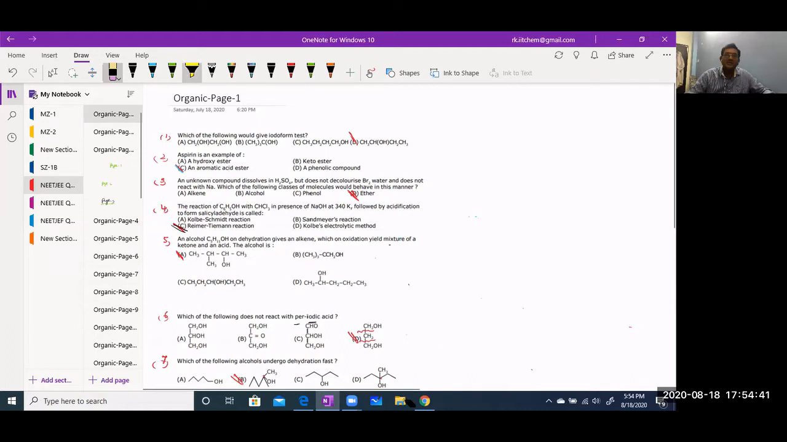We will take an example, children. Let us take diethyl ether as the example, and that is going to be dissolved in H2SO4. That's going to give us ethyl oxonium hydrogen sulfate. That's what we are going to see here.